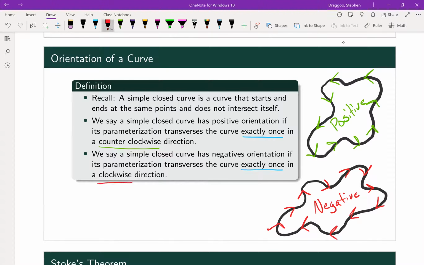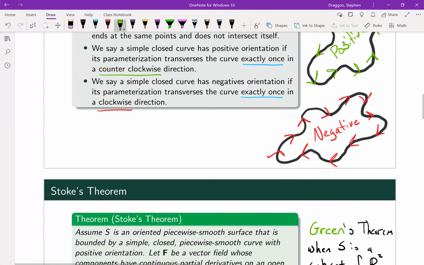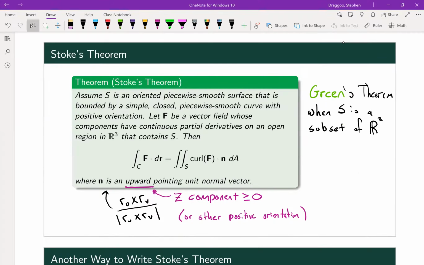So over to the right, I've drawn out both a positive and a negative orientation. So positive again is counterclockwise, while negative is regular clockwise. Counterclockwise. All right, so then Stokes' theorem, which is just going to be Green's theorem, but brought up to 3 dimensions instead of just 2.